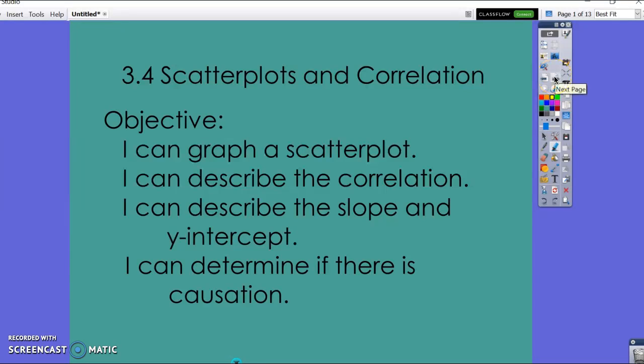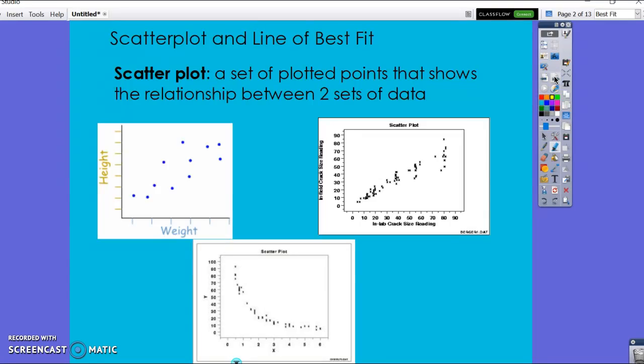3.4 is about scatterplots and correlations. We want to be able to say what a scatterplot is, talk about the correlation, the slope, and the y-intercept. So a scatterplot is a set of two plotted points that shows the relationship between two sets of data.